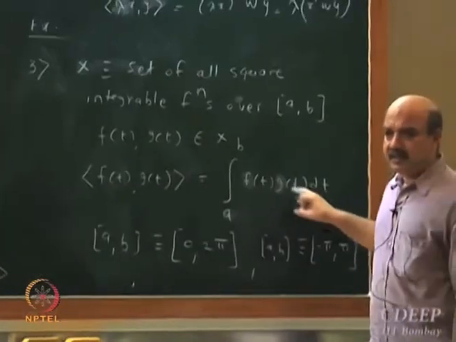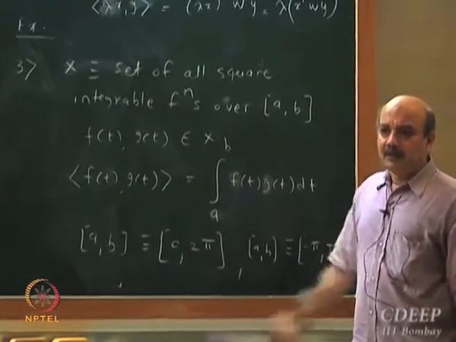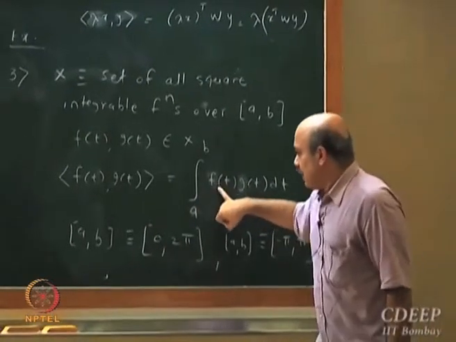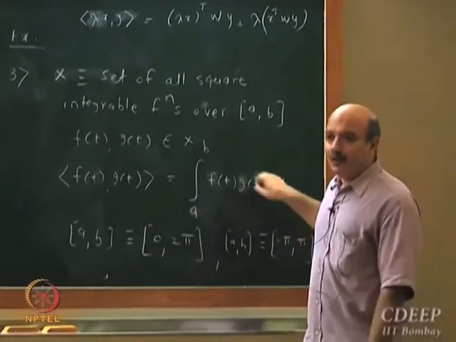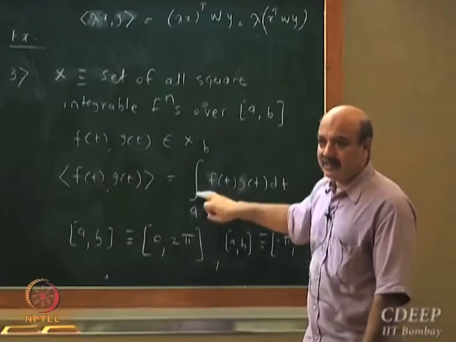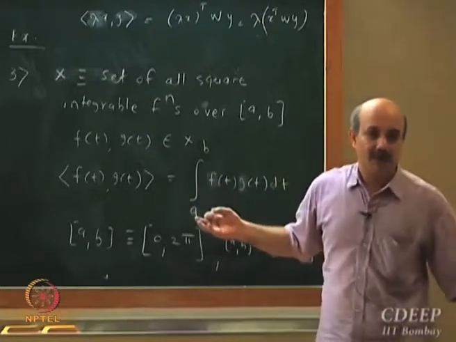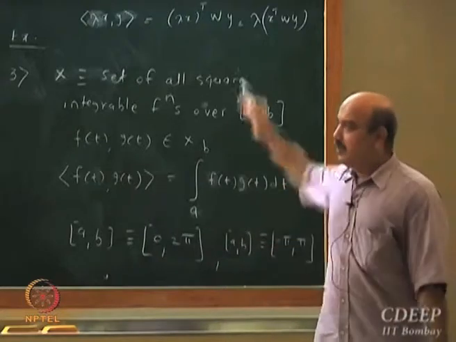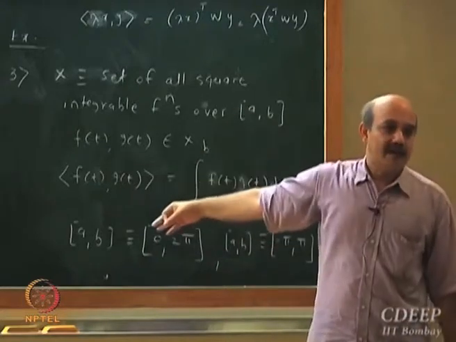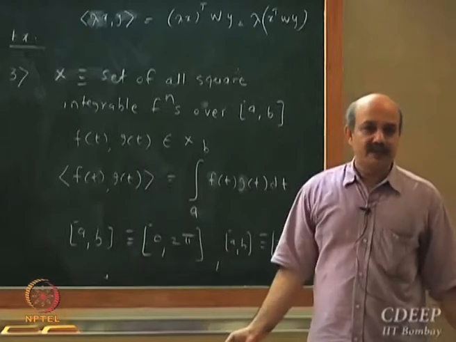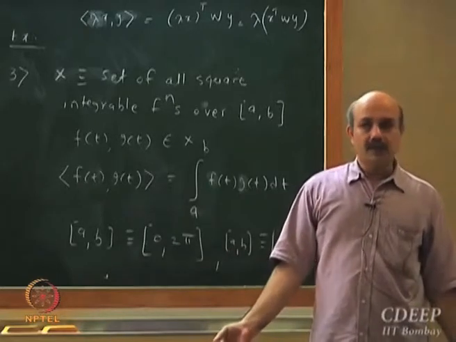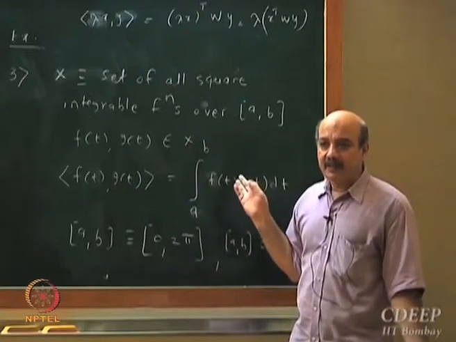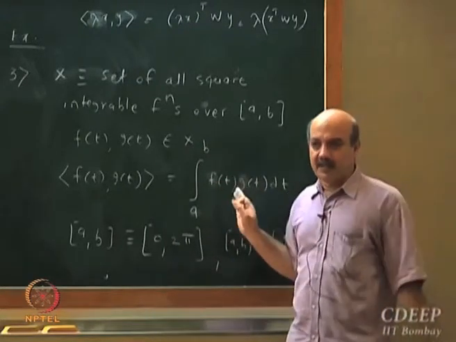You remember something like this? When you do Fourier series expansion, you take sine t times f(t) dt, the integral of sine t f(t) dt, that is actually an inner product. And you can just check whether all four axioms are satisfied. Let's look at the first axiom. What is the first axiom? If I interchange f and g, will the integral be different? So the first axiom is satisfied.